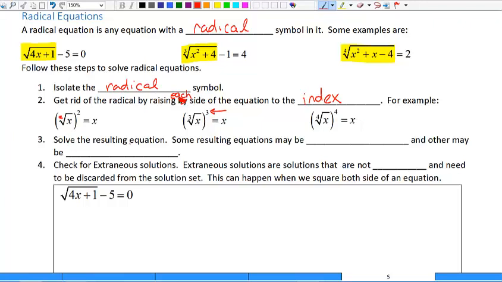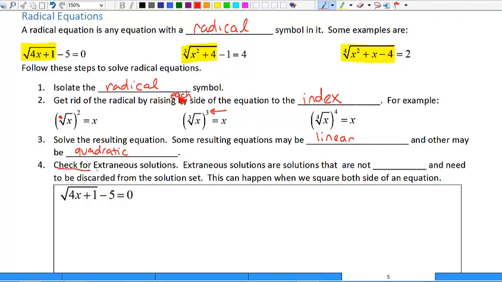Step 3, solve the resulting equations. Now some of your equations might be linear, which is easy to solve. You get the x's on one side, numbers on the other, and divide. But others may be quadratic, meaning you're going to have to use your quadratic skills from the past couple of lessons.